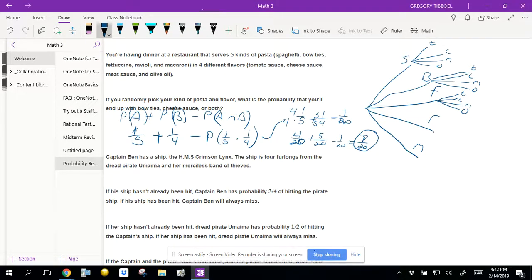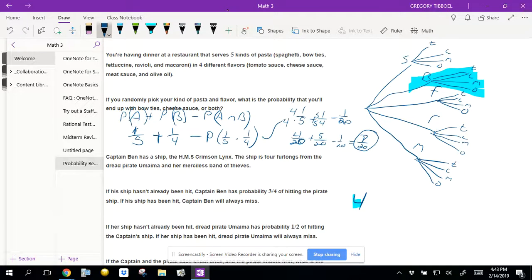And then we got 1, 2, 3, 4, tomato, cheese, meat, olive oil, and 1, 2, 3, 4, tomato, cheese, meat, olive oil. If we add up all these, we have 5, but each 5 has 4. So that's 5 times 4. We have 20 options. And now let's find out what we're going to get. So if I want bow ties, well, how many bow ties do I have? Well, I have a bow tie here and a bow tie there and a bow tie there and a bow tie there. That's 4 bow ties. So we have 4 bow ties.